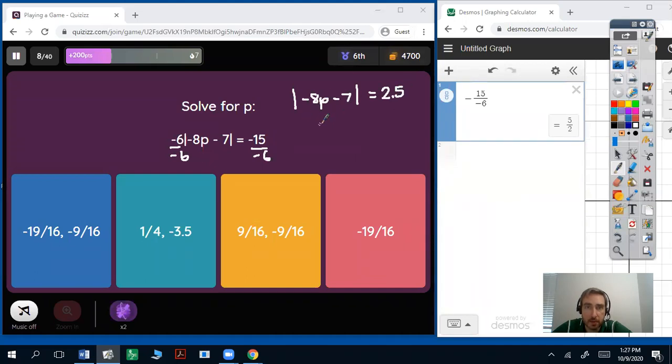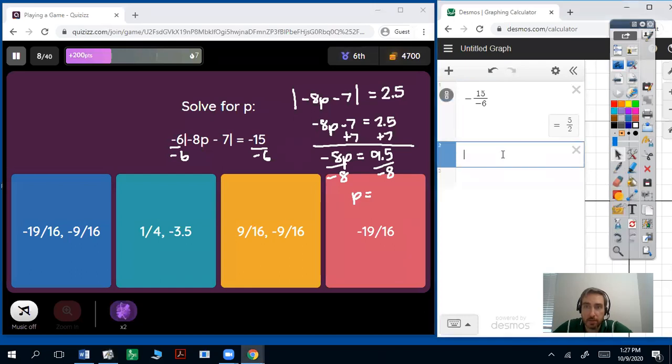All right, so next we're going to do -8p minus 7 equals 2.5, and we're going to solve that out. And that's -8p equals 9.5. And divide by -8. And p is going to be equal to 9.5 over -8. That's going to be one of your answers. So 9.5 divided by -8, and I'll go ahead and convert that to -19 over 16. That's one answer, but that's not both.